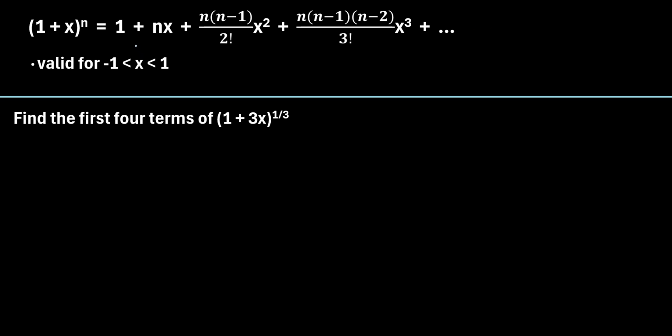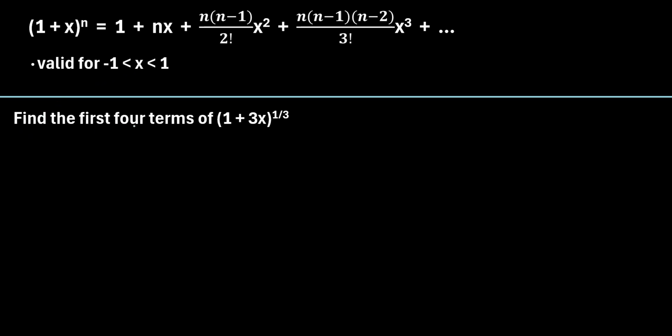Now it's worth noting that this series is only valid for x values between -1 and +1. So when we expand a binomial like this with a fractional exponent, we need to specify for what x values the series is actually valid. So let's check out an example of how to use this formula.